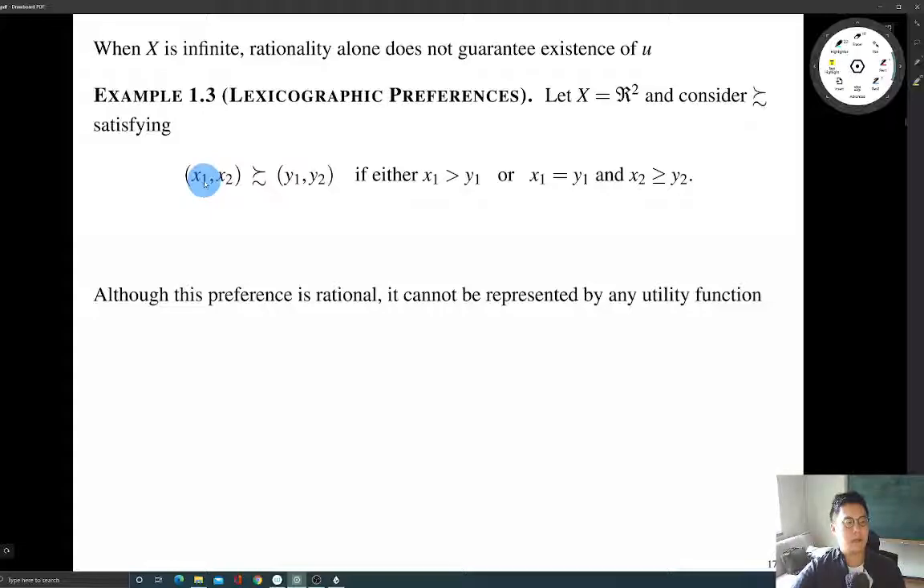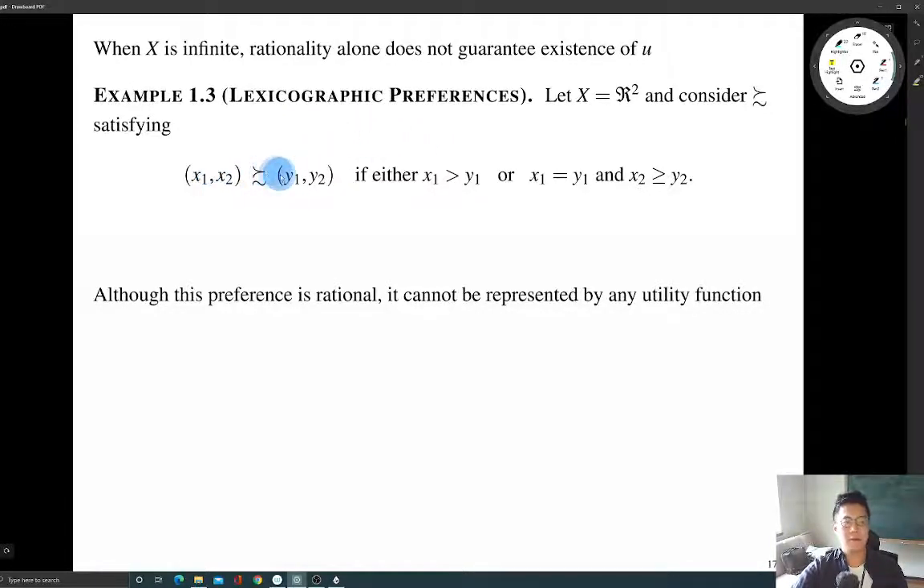So if X1 is larger than Y1, so bundle X has more of the first commodity, then he prefers bundle X. And if two bundles have the same amount of the first commodity, then he compares the second commodity. So if bundle X has more of the second commodity, he prefers bundle X. So the way to rank bundles is more like alphabetic order. This is why we call this lexicographic preference.